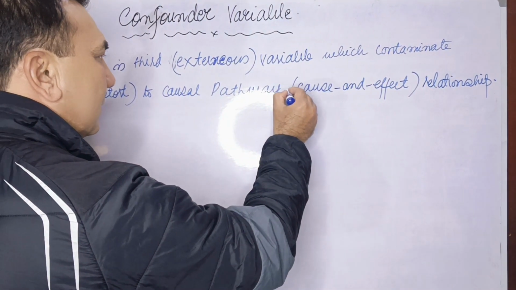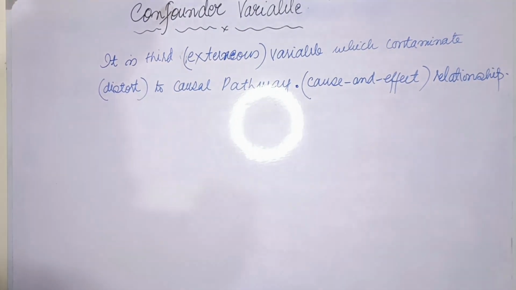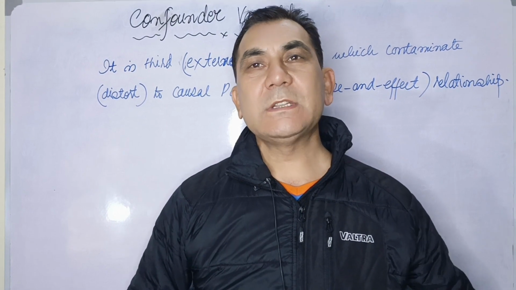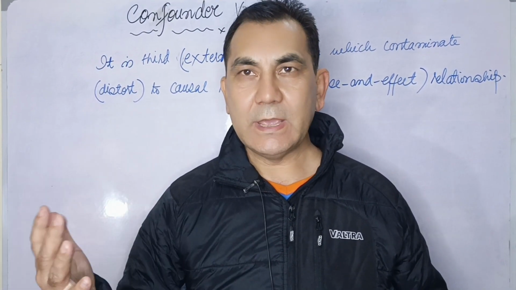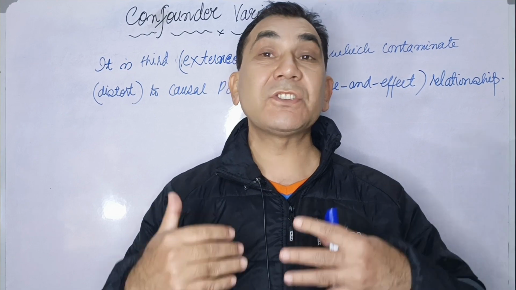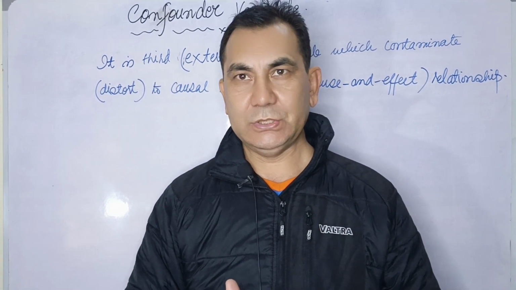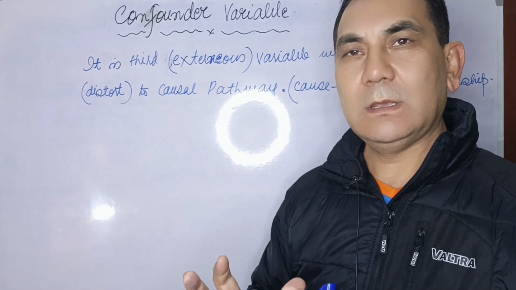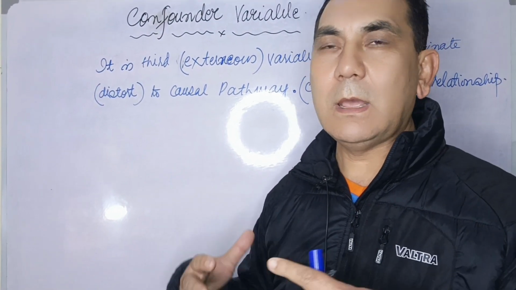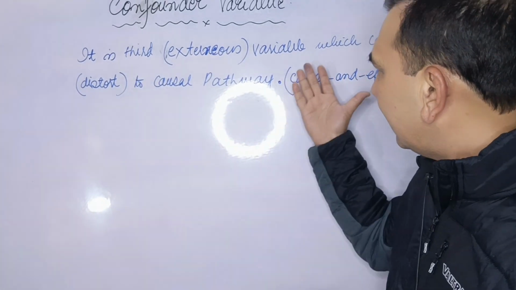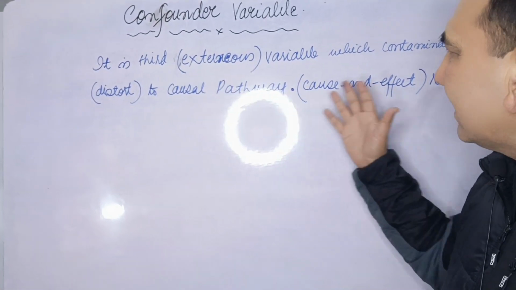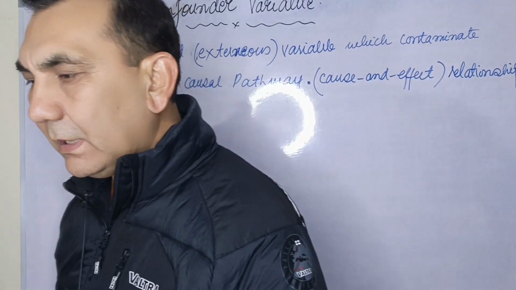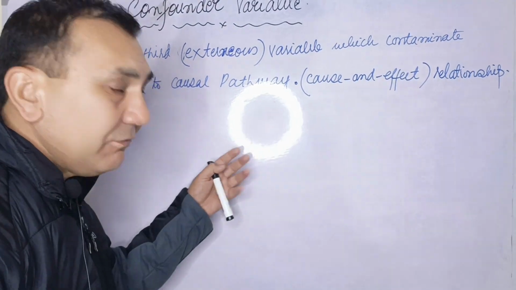So the confounding variable is a third or extrinsic variable. It means an external variable which distorts or contaminates the causal pathway between the independent variable and the dependent variable, or you can say it distorts the causal pathway between the cause and effect relationship. Let's learn with the diagram.